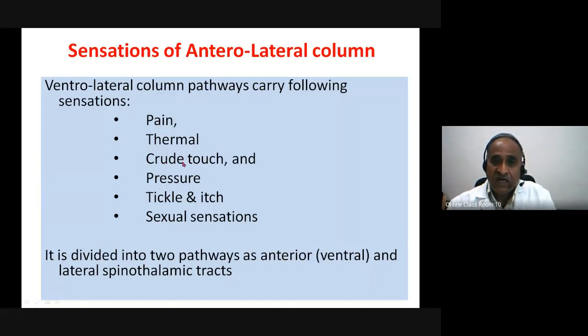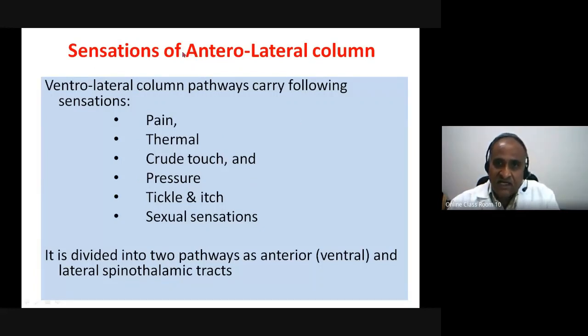Then we have crude touch, also known as protopathic touch. The pressure, it's a crude pressure or a deep pressure, not the gentle pressure. Deep pressure, tickle and itch, and sexual sensations. These are all the sensations carried by the anterolateral column or the ventrolateral column in the spinal cord.